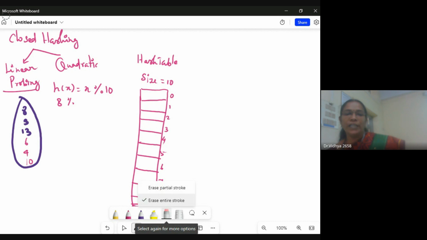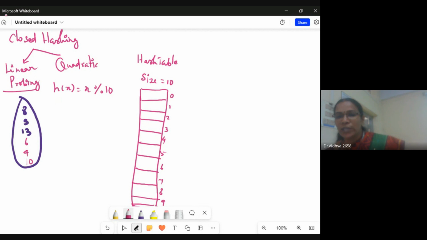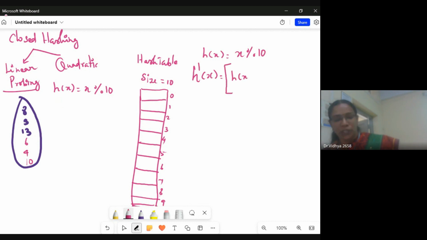Additionally, we will be computing one more hash function. Initially h of x equal to x modulo division 10; this is the first formula. Then we compute h dash of x, where h dash of x equals h of x plus f of i, modulo division 10, where f of i equals i, and i starts from 0, 1, 2, 3, and likewise it will go.